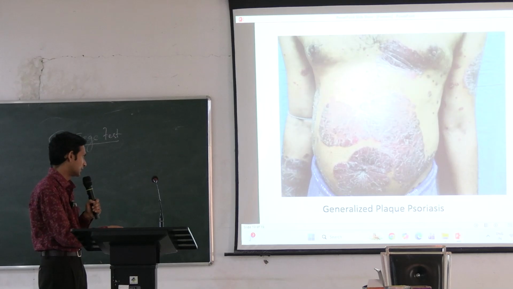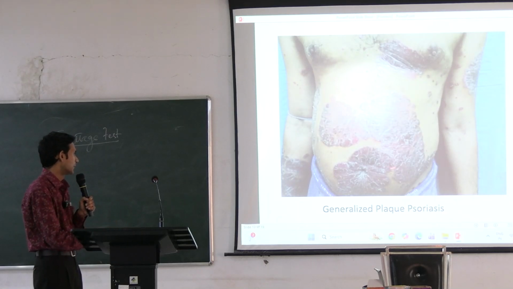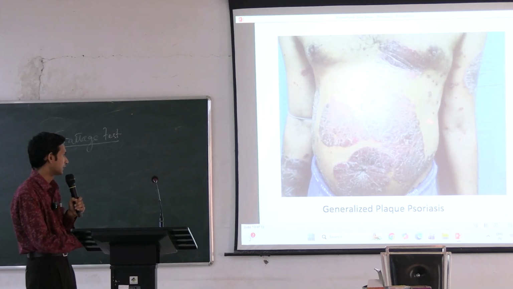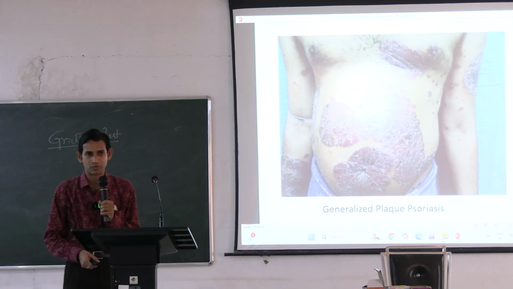This is generalized plaque psoriasis. You can see the erythematous plaque with scale present on almost the entire body, most of the body surface area: abdomen, chest. You can see it in the forearms, arms, and other areas of the body. This is a case of generalized plaque psoriasis.